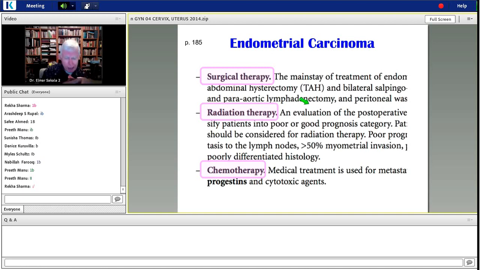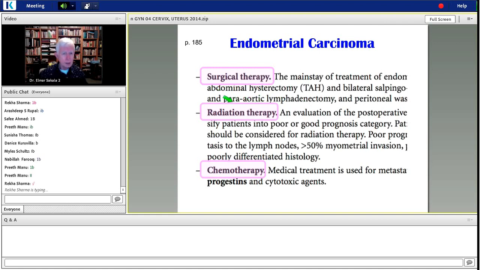So what we've got is vulvar cancer spreads to the inguinal lymph nodes. Cervical cancer spreads to the pelvic nodes, which is in the broad ligament. And endometrial cancer spreads to the para-aortic nodes. And that would make sense just from the anatomy.